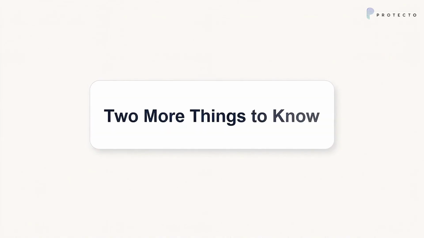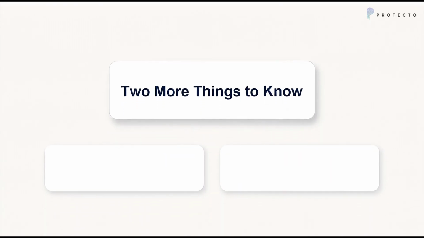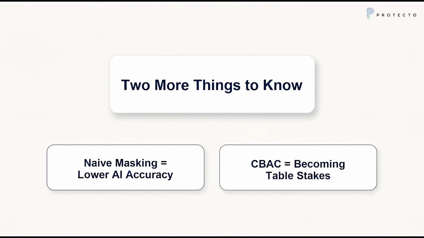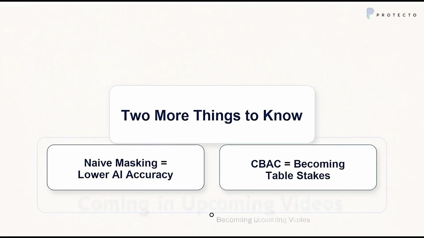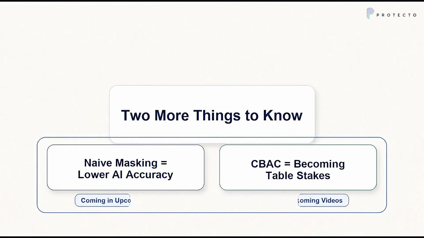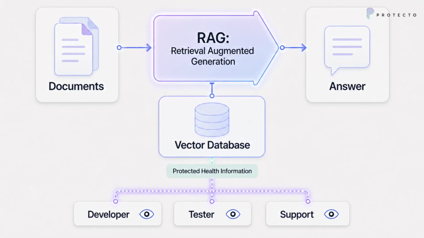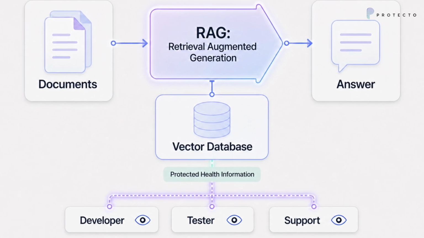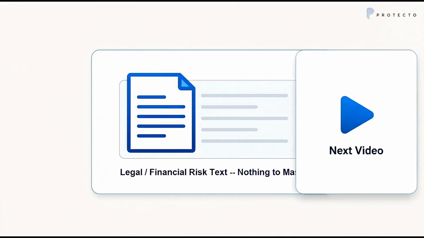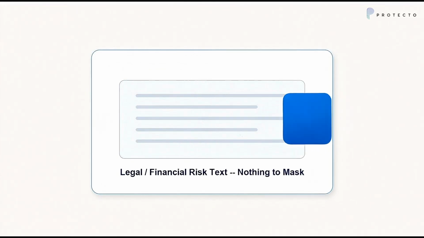Two more things worth knowing before you build this yourself. Naive masking tools usually kill AI accuracy, and context-based access control is becoming table stakes for any enterprise AI system touching regulated data. I'll cover both in upcoming videos. You've just seen a RAG pipeline that never trades usefulness for compliance. Next problem: context with nothing to mask, like a paragraph of legal or financial risk. That's exactly what's next. I'll put the video up on the screen for you to watch next.